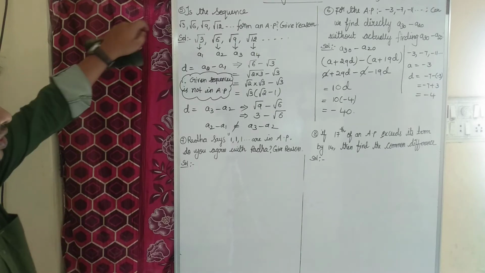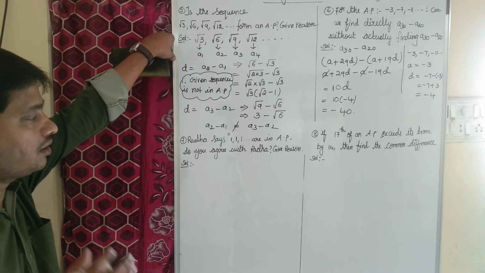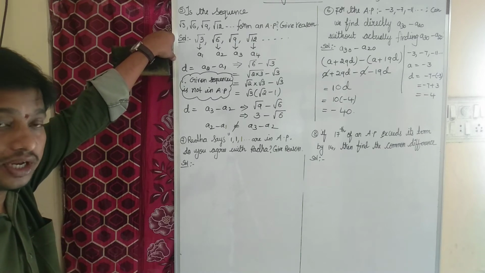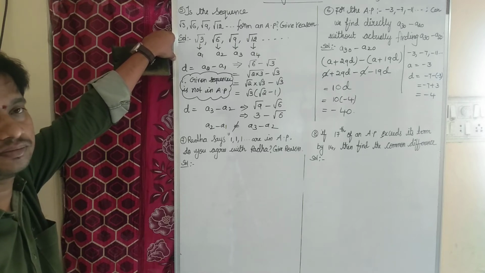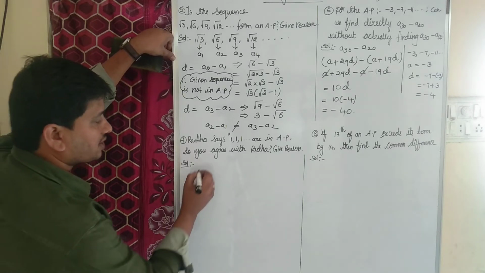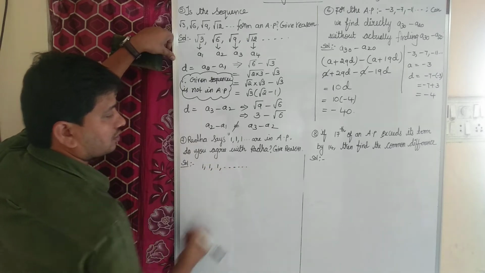Now coming to question number 7. Radha says 1, 1, 1 and so on are in AP. Do you agree with Radha? Give reason. What is the given sequence? 1, 1, 1 and so on.